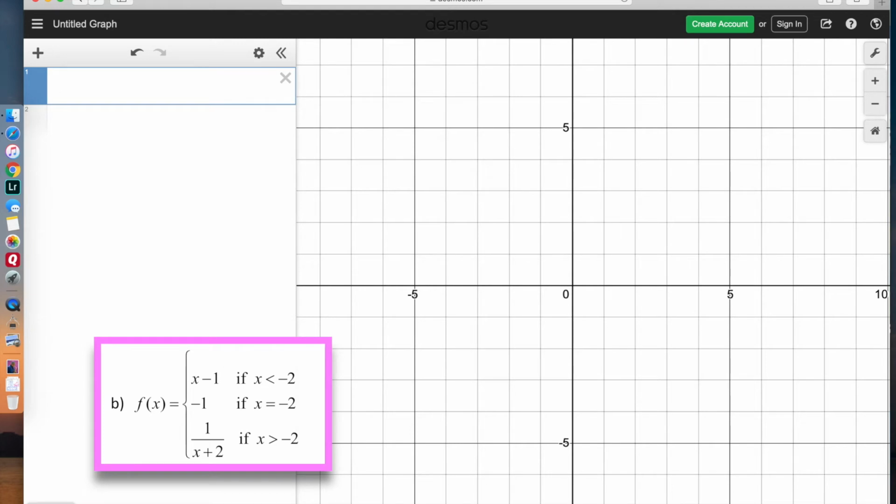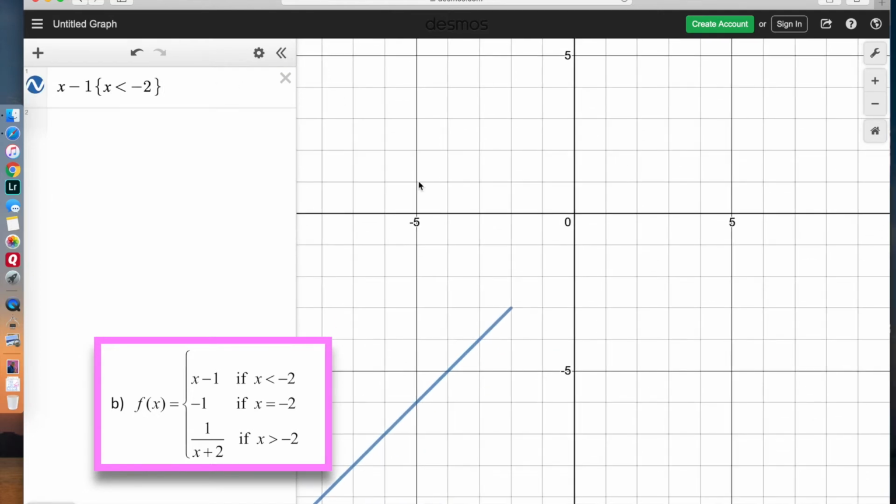So this is the video for 7b, and again I'm going to type each piece of the function into different lines of Desmos. And so the first piece is just x minus 1, curly bracket, x is less than negative 2, close my curly brackets. There's the first piece of my function.